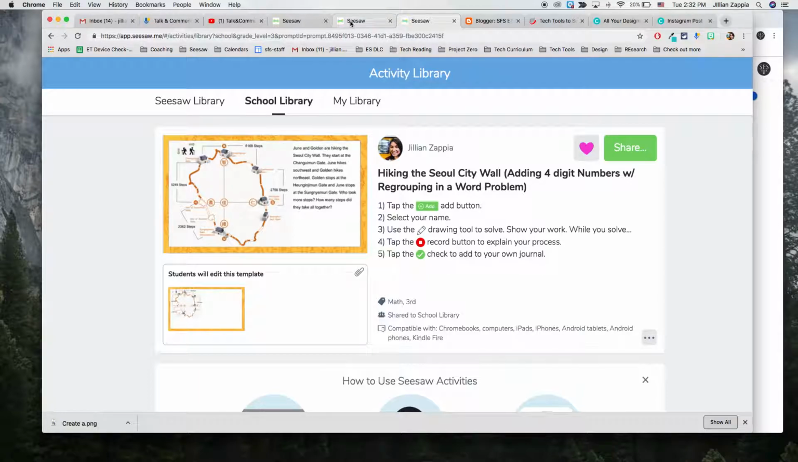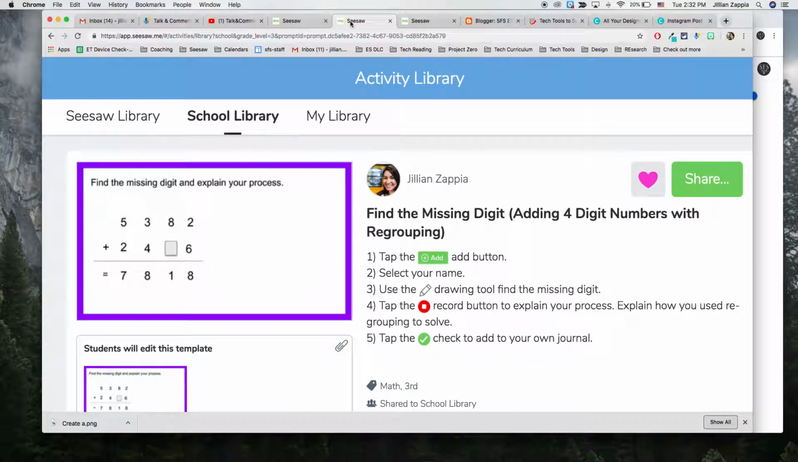And then we take that a level down and we scaffold it a little bit more. We're still using 4-digit numbers and regrouping, but this time we're finding the missing digit and explaining our process. So we have 5,382 plus 2,400. Something is in the tens place and 6. And then we have our answer here. So students can add the 6 plus 2, get to the 8. But then when we get to the tens place, we have a missing digit here. So the students will have to think, well, 8 plus what?